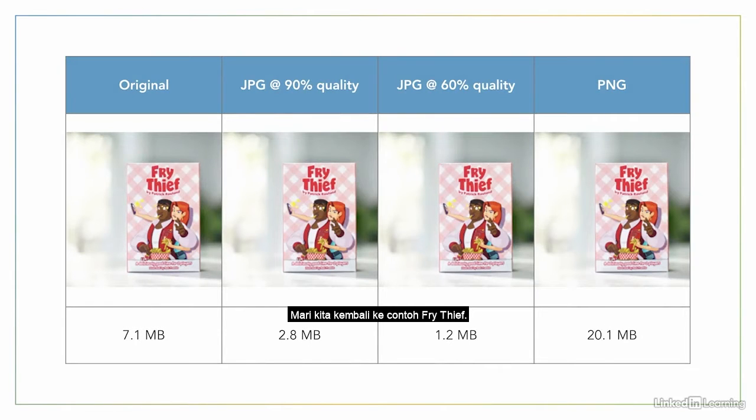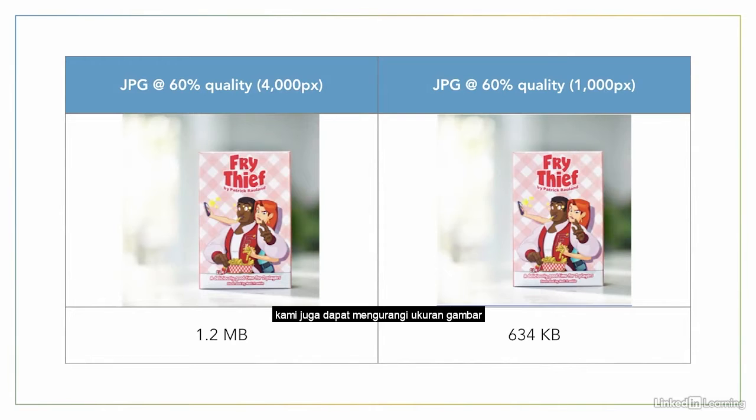Let's go back to the Fry Thief example. Most image editing tools have a quality setting for JPEGs, and you can often export at a lower quality, say 60 or 70%, and it's usually not noticeable at all. In this example, we went from 7.1 megabytes down to 1.2 megabytes at 60% quality, and it still looks great. If we want to reduce this further, we could also reduce the size of the image, meaning we could shrink it from 4,000 pixels down to 1,000 pixels at the same quality, and that would shrink the image down to 634 kilobytes, which saves about 50% of the space. And we could shrink this even further.